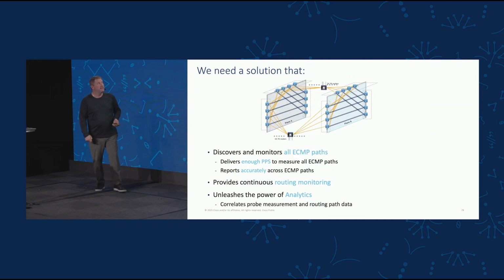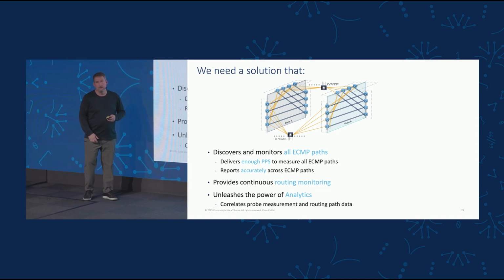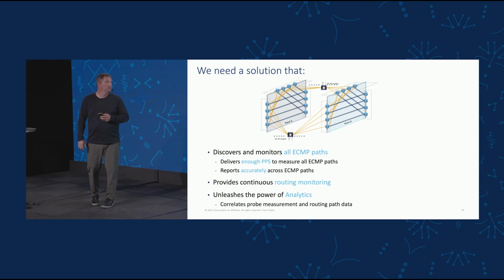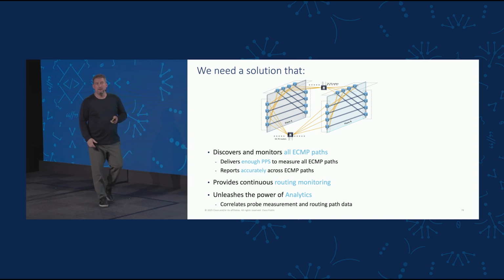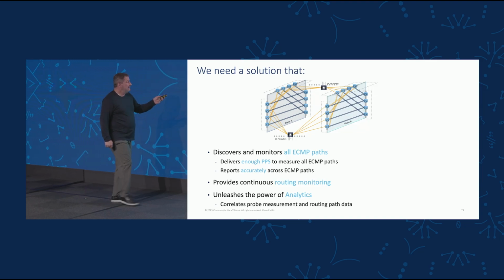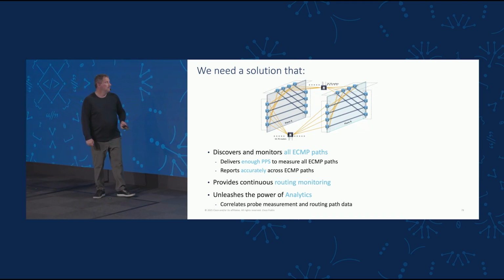So we need a solution that discovers and monitors all the ECMP paths. Therefore, we need a solution that delivers enough PPS to go through all of this at the rate that's needed, right? If I'm operating a WAN, I might not need millisecond probing. If I'm inside of a data center AI backend, I will need every millisecond, or microsecond sometimes, okay? It also needs to report accuracy across all these paths.